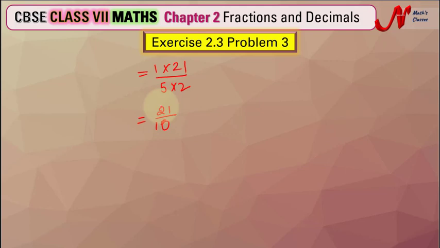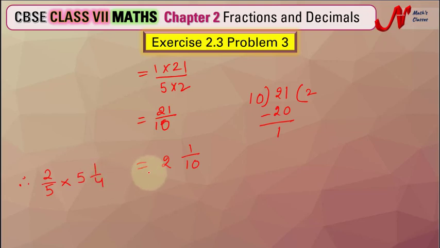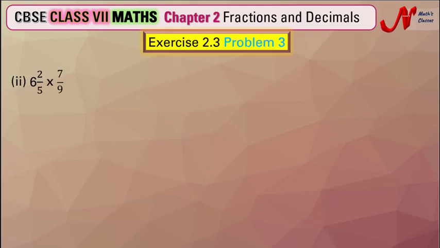Here 21 by 10 is an improper fraction which can be written as a mixed fraction. By dividing numerator 21 with denominator 10, 10 2s are 20, by subtracting we get 1. So 21 by 10 can be written as 2 1 by 10. Therefore 2 by 5 into 5 1 by 4 can be written as 2 1 by 10. Now we solve the second bit of the problem 3.